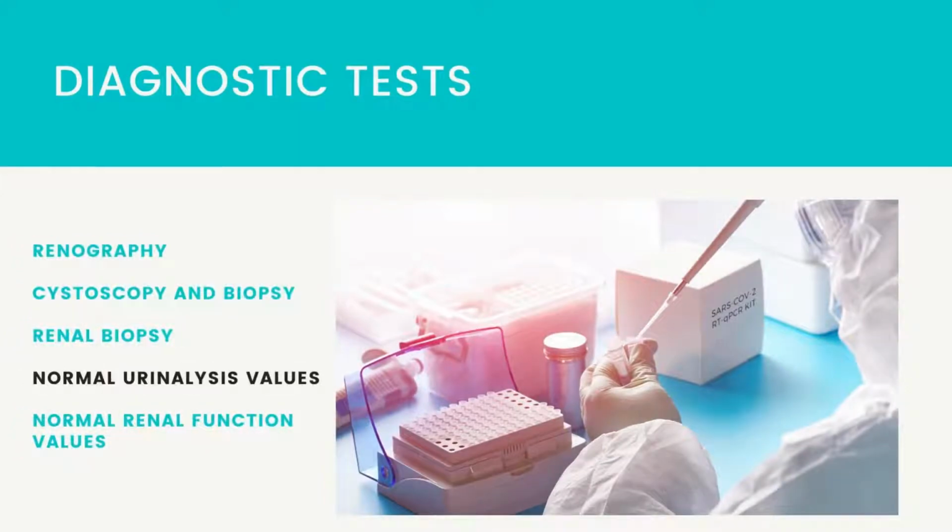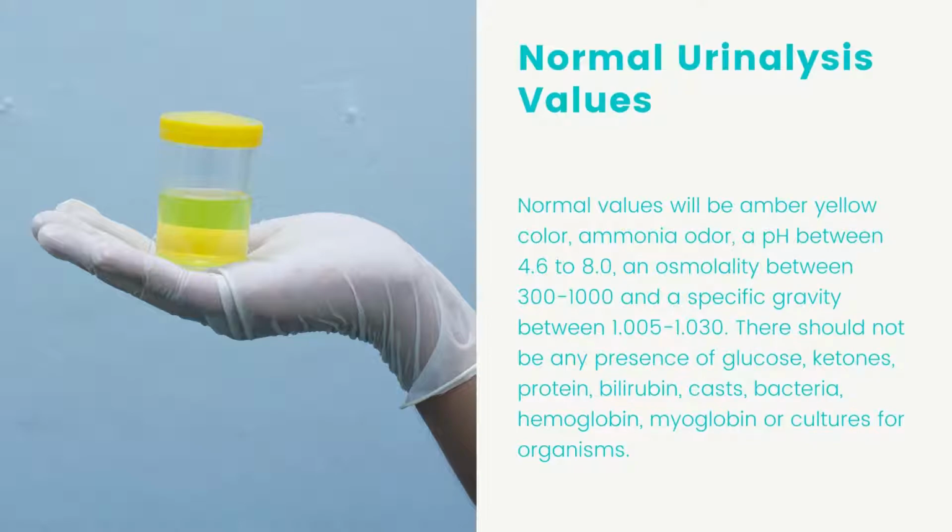Let's talk about normal urinalysis values. Normal values will be amber yellow color, ammonia odor, a pH between 4.6 to 8, an osmolality between 300 and 1000, and a specific gravity between 1.005 and 1.030. There should not be any presence of glucose, ketones, protein, bilirubin, casts, bacteria, hemoglobin, myoglobin or cultures for organisms.